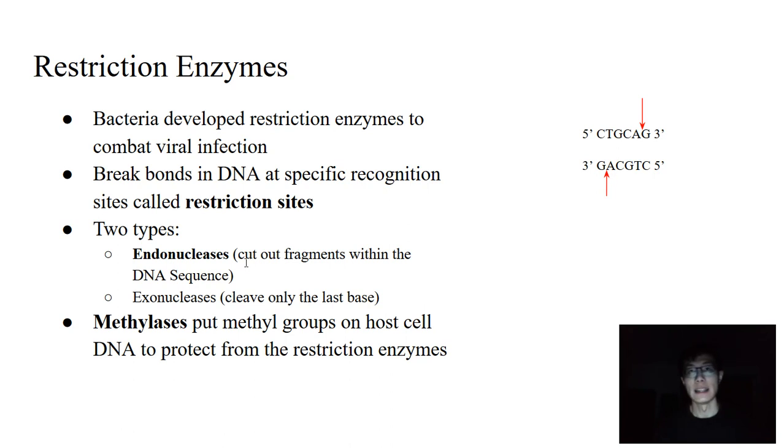So if we have a DNA sequence, for instance, like this pencil right here, we're going to be cutting this section out in between. Whereas an exonuclease is going to cut off something that's towards the end. So those are the main different groups of restriction enzymes.